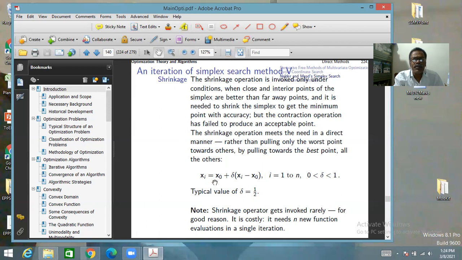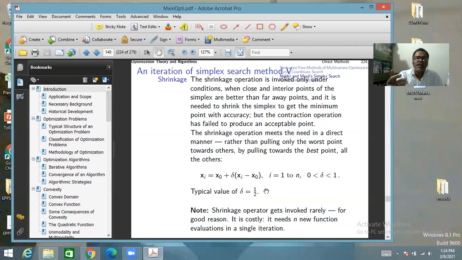Initially, we did not do it because at that time we thought that, compared to the current simplex, the minimum point might be somewhere far away. But now we know. So the shrinkage operation is like this. Each of the vertices other than the best is pulled towards the best by this delta ratio. Delta is typically taken as half.